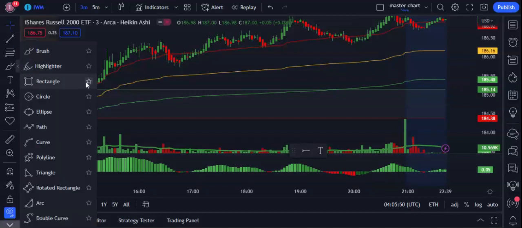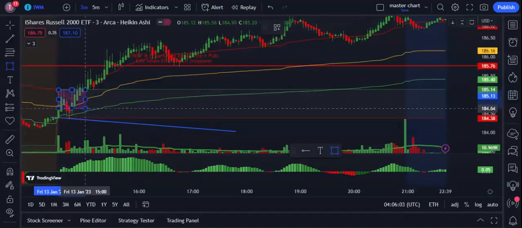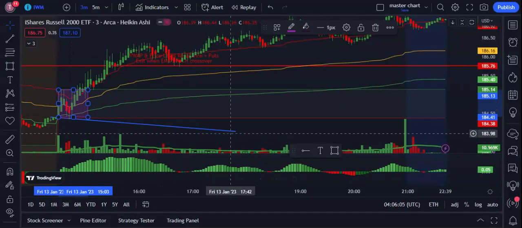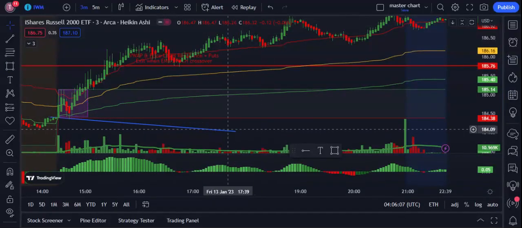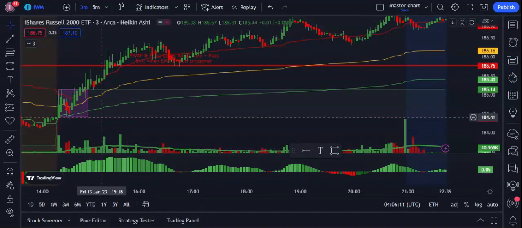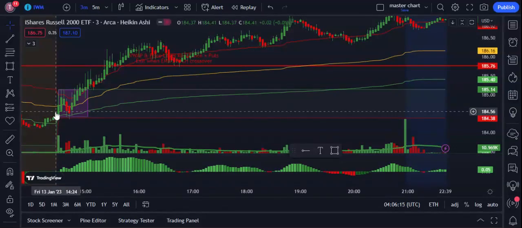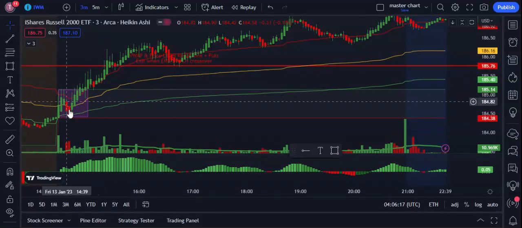So let me find the rectangle. Here it is. And when you add the star, it puts it on your bar here. So the market opens, I'm going to look for my pattern, and here it is right here. So I draw my pattern there. Not sure what the heck this is right here. So I look for my pattern. Here is my pattern.